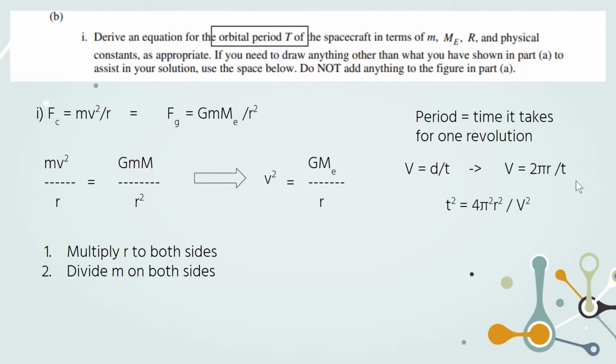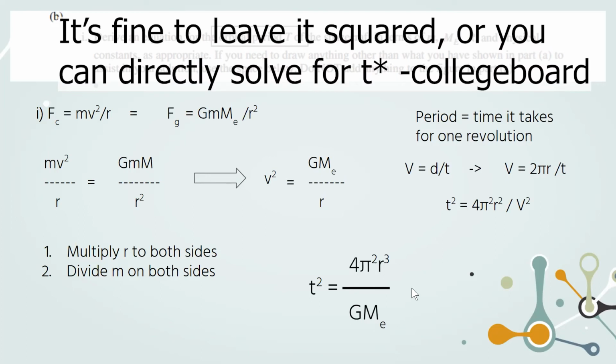Now we can rearrange this equation to say time squared is equal to 4 pi squared r squared divided by velocity squared. The reason why we squared the whole equation is that velocity is squared in this equation. It makes it simpler when we substitute them in. So now when we substitute, we see that time squared is equal to 4 pi squared r cubed divided by G times the mass of Earth. And this would be our final answer.